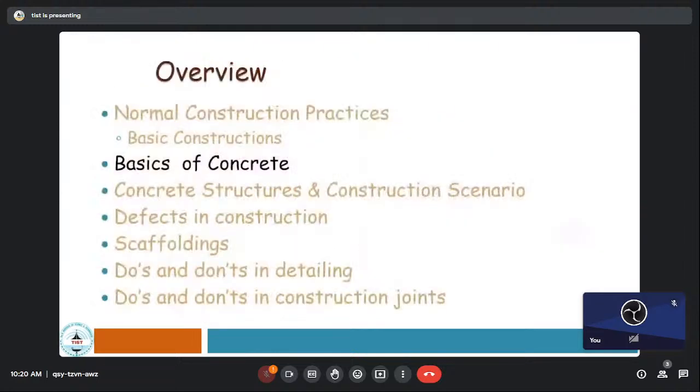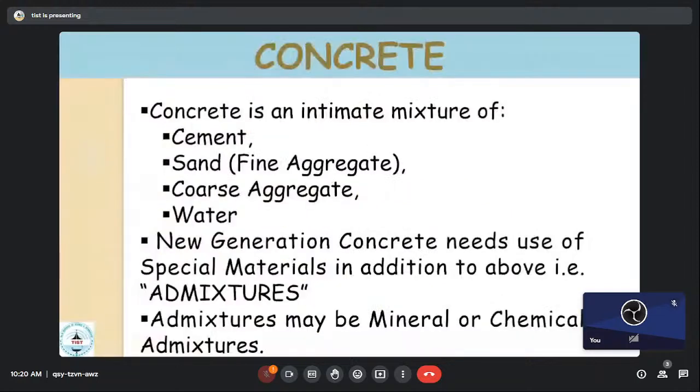And coming to the basics of concrete, I think S5 students are there. They will help me out. And junior students are there, they will just listen to it. We are going to learn this in the next semester. Okay. And the basics of concrete. Concrete is a blend of different materials.